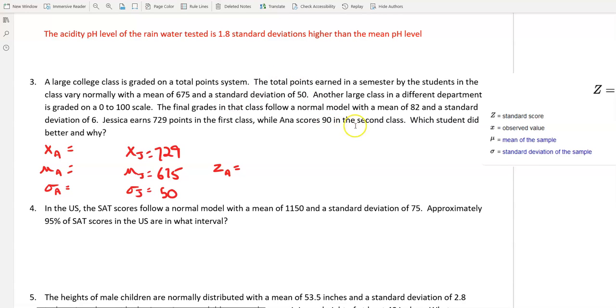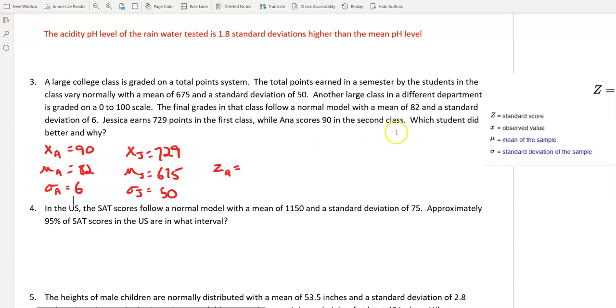Now, Anna, on the other hand, scored a 90 in that second class. And the second class used a 100-point scale, right? And it had a mean of 82. So the mean was 82, and Anna scored a 90. And it had a standard deviation of 6. See, there's 6 right there. So the standard deviation of Anna's test was 6. So you just set these up, and then you get the z-scores for both. And the one that has a higher positive z-score, or just the bigger number in general, or a lower negative z-score, would be the better score, right? That would be the student that did better.